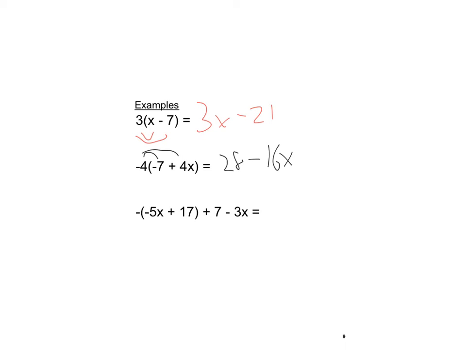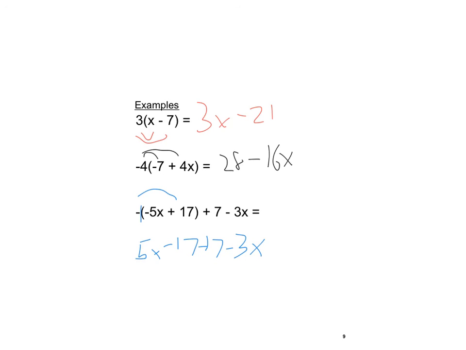Now this third one is the last one here for this lesson. This one will take a little more work because we're going to distribute first, but then we also have some like terms to deal with. So again, we treat this as a negative 1 here. So negative 1 times negative 5x makes that a 5x. Negative 1 times the 17 makes that a negative 17. But then we still add 7 and subtract 3x.